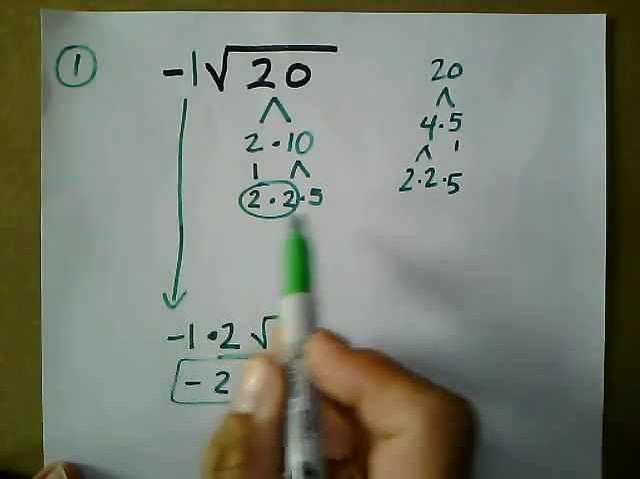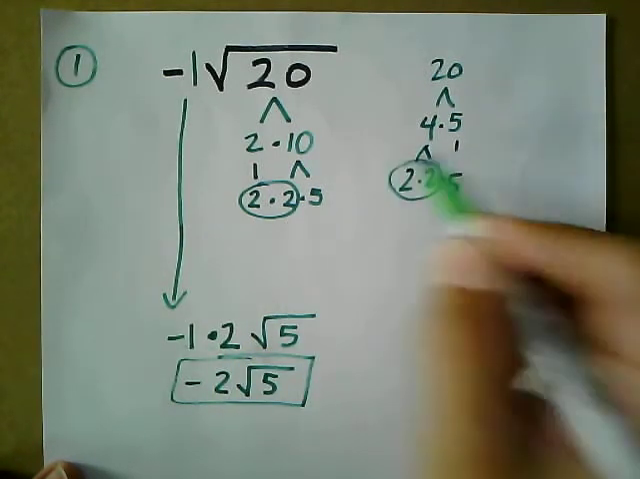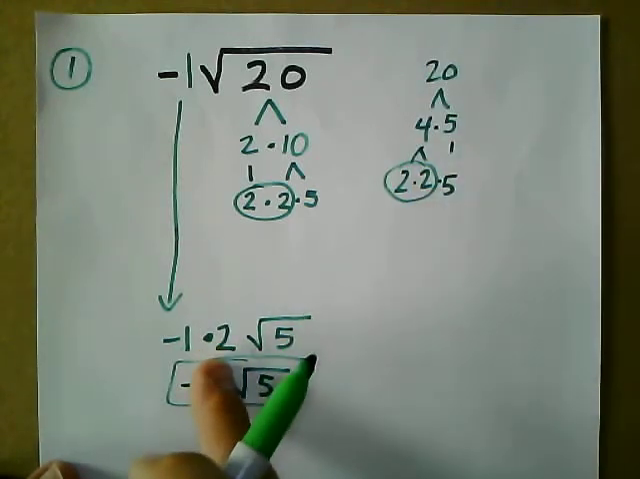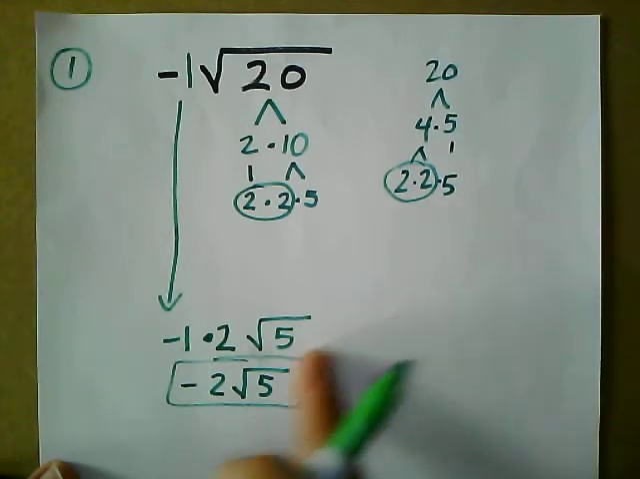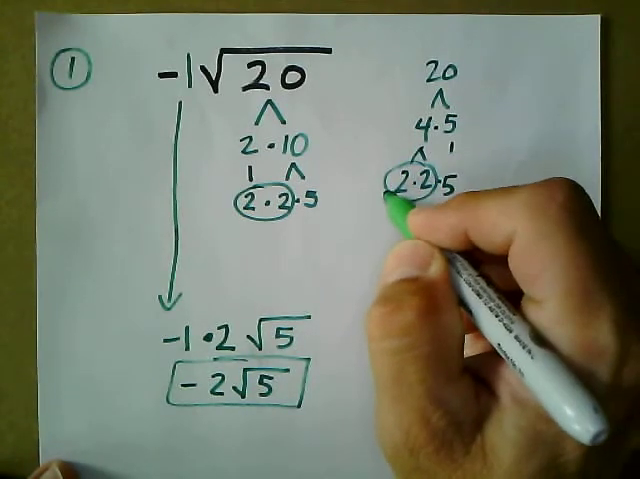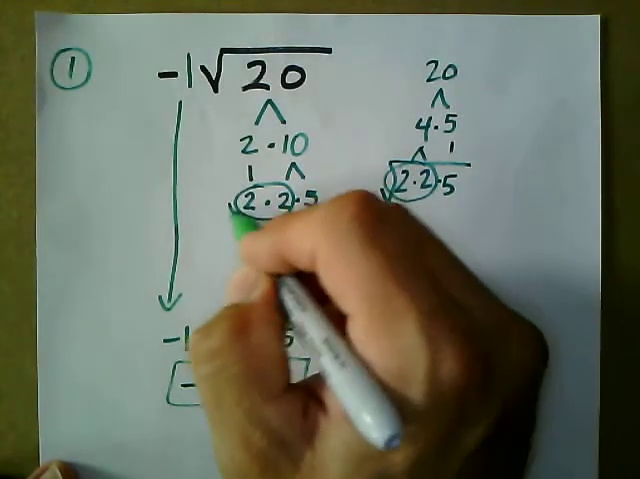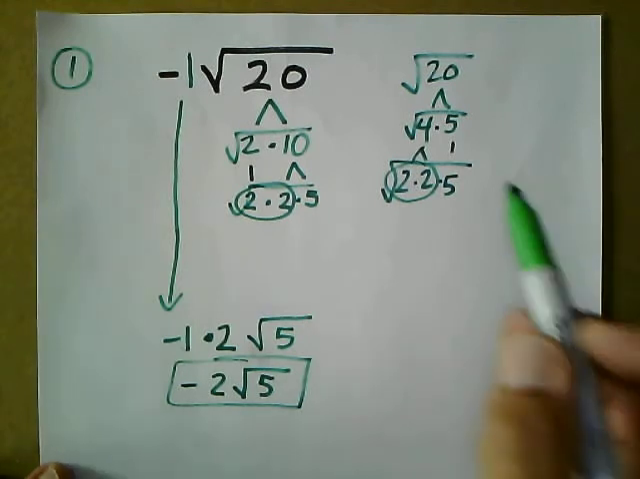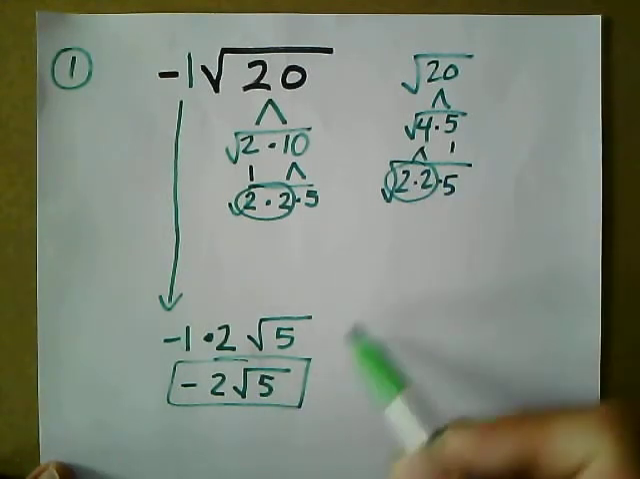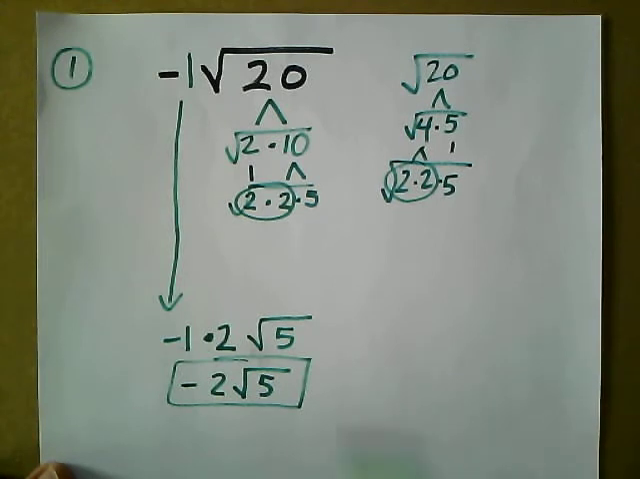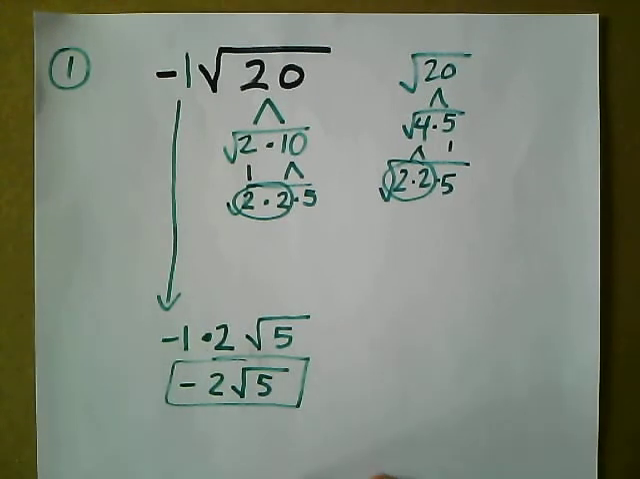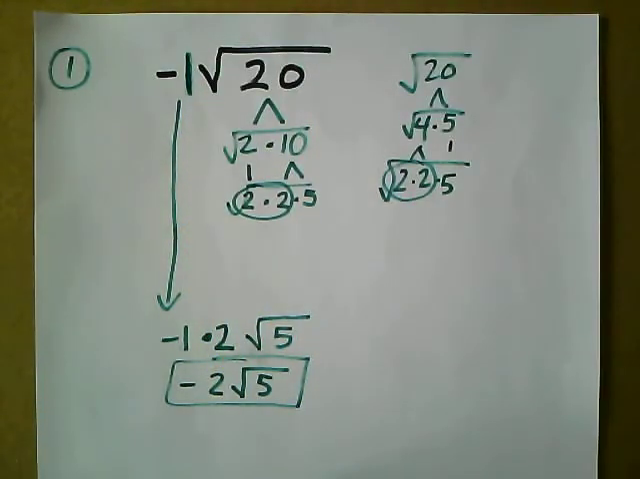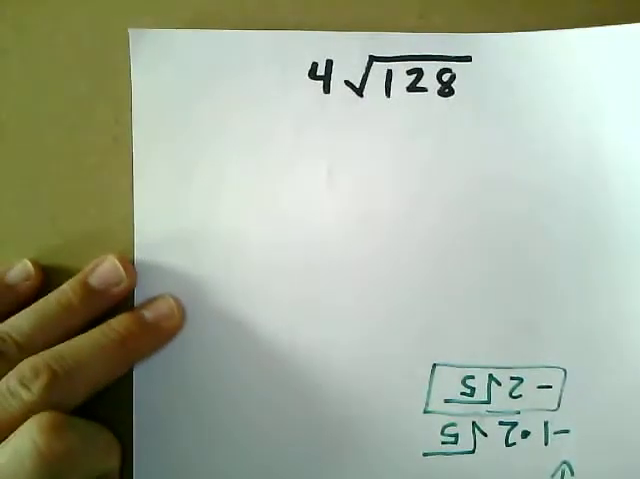And look where we're at. We're right back to where we were over here. We circle the pairs because we know that's a perfect square. It comes out of that square root, and it comes down here as a 2. We have that square root of 5 left over. Because technically what we're doing here is we're doing this. This is all square rooted. Like that. And we come out with the same answer, -2 times the square root of 5. All right, that's an easy one. I wanted to show you that because there's one on the homework where that 1 has to be put in there, okay?